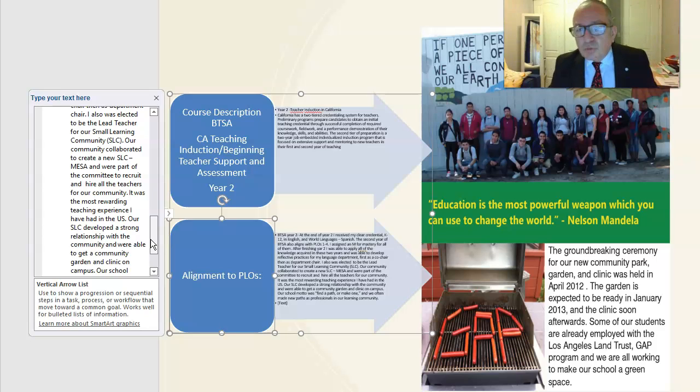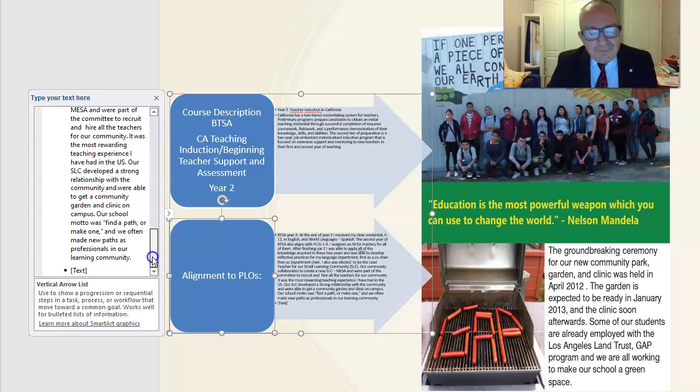We had the opportunity to be part of the hiring process, recruiting the teachers, and then the sponsors. So we have the sponsors to create our community garden and our clinic on campus. That one was a very rewarding experience here in the US. Our school motto was find a path or make one, and we often make new paths as professionals in our learning community. That was my year two BTSA, and we have here the artifacts, some examples of our projects at the school.